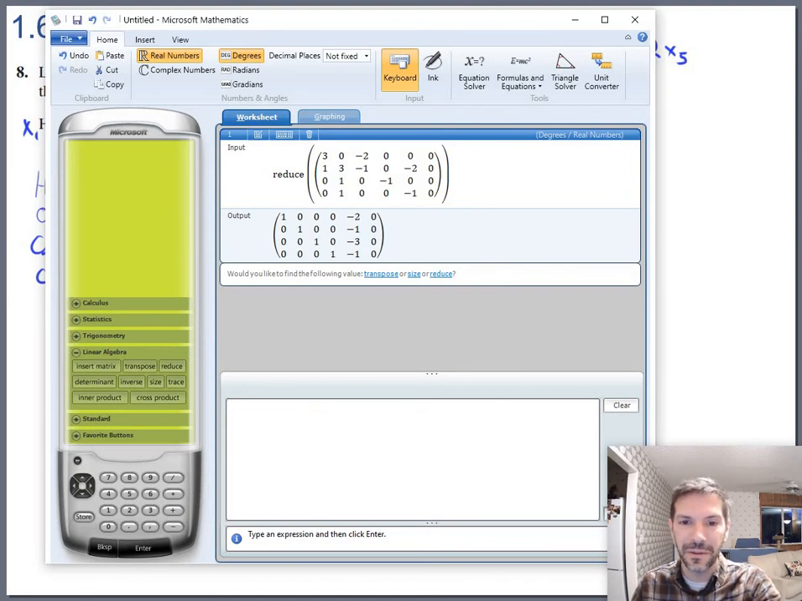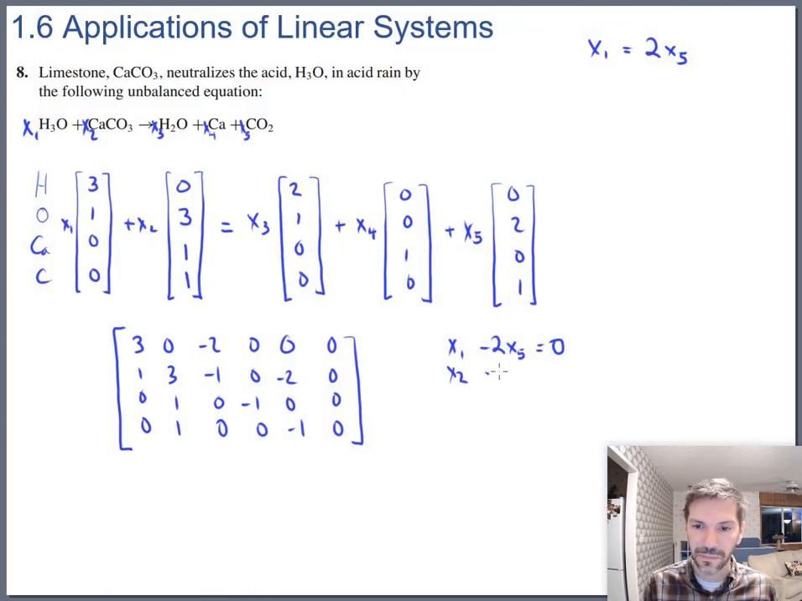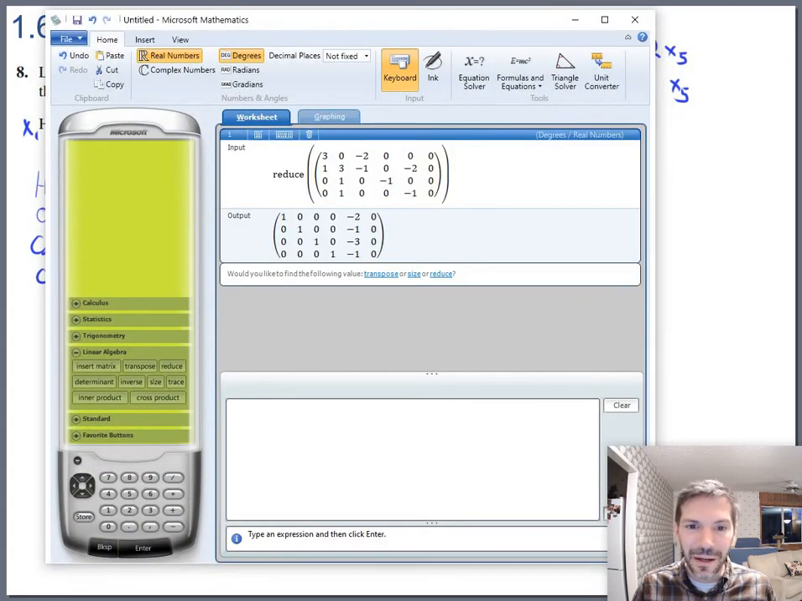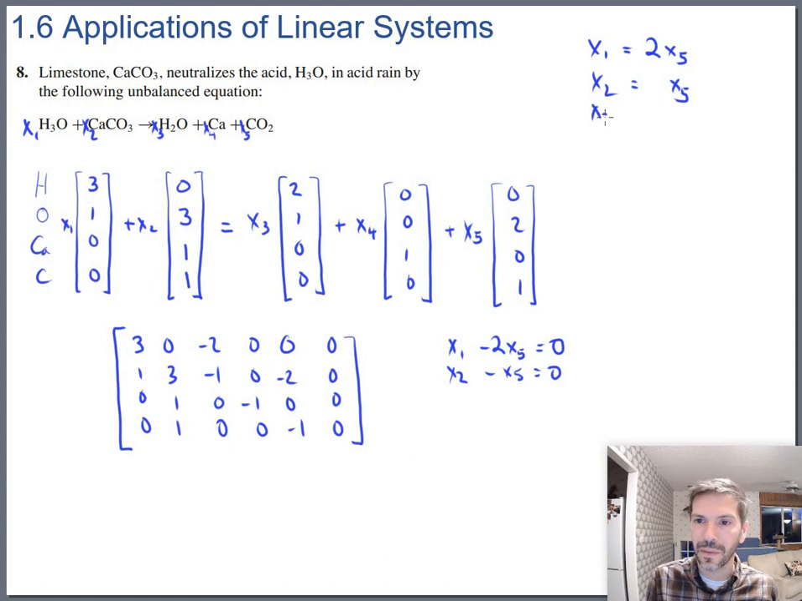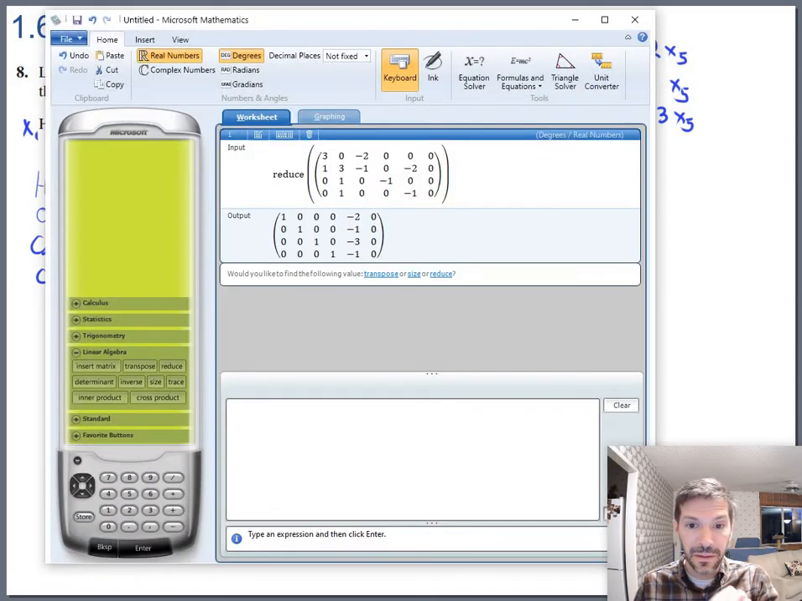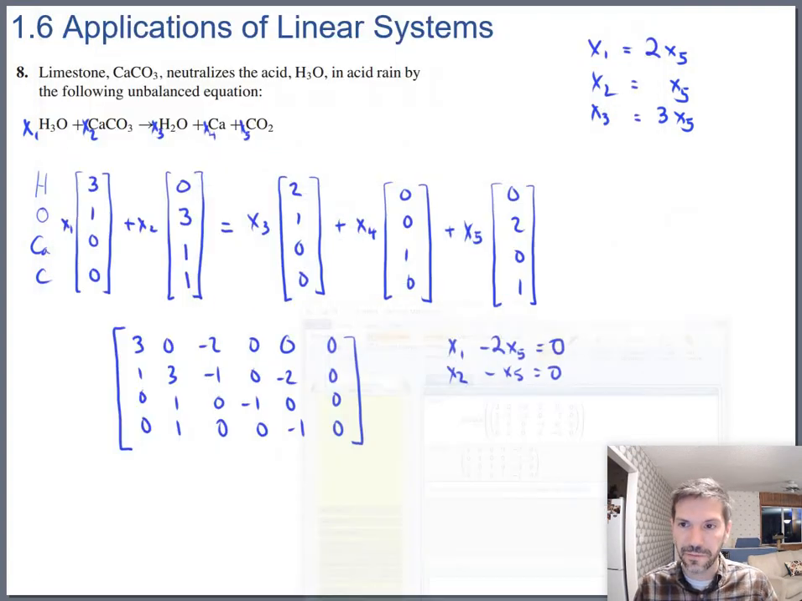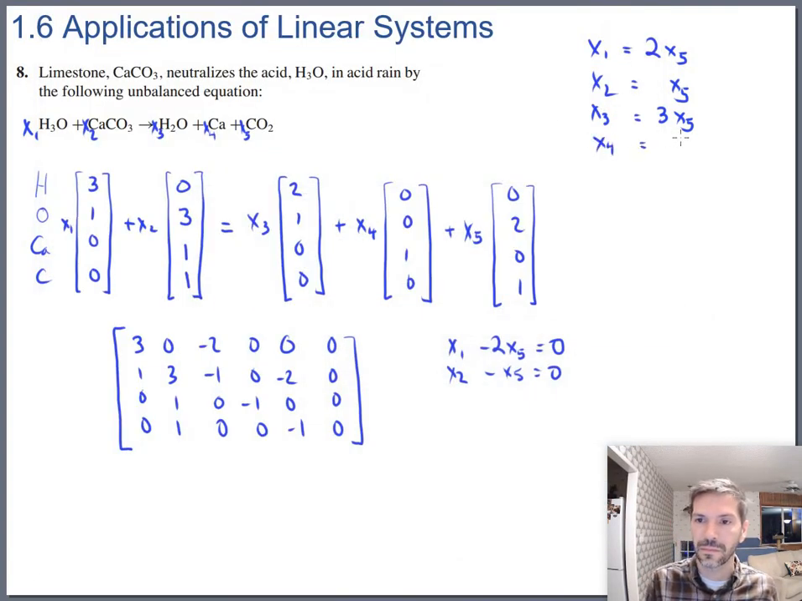The next one says x2 minus x5 equals 0. And again, when I solve that for x2, we get x2 equals x5. I'm going to write down the other three just up here in the top right corner without writing down the other form. So the next one is x3 equals 3x5. And x4 equals x5. And there was no row for x5. It's a free variable, so x5 equals x5.